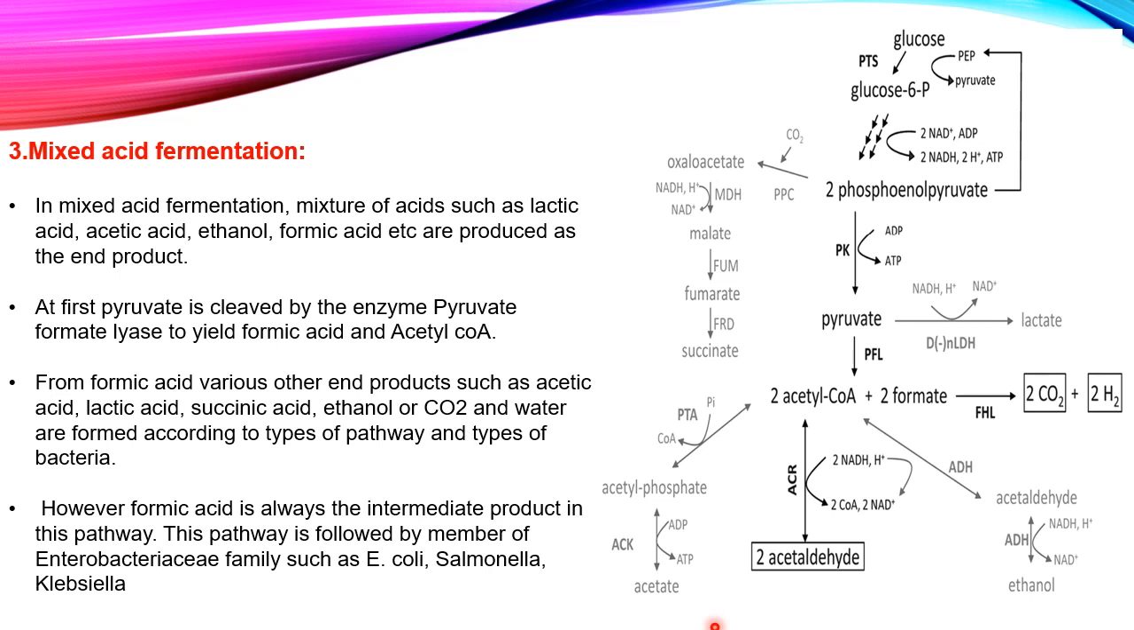This pathway can be followed by members of the Enterobacteriaceae family, such as E. coli and Salmonella, etc. So here the end products can be lactic acid, acetic acid, ethanol, carbon dioxide, formic acid, succinic acid, and others, depending on the type of microorganism that is involved and the type of pathway this microorganism is utilizing.